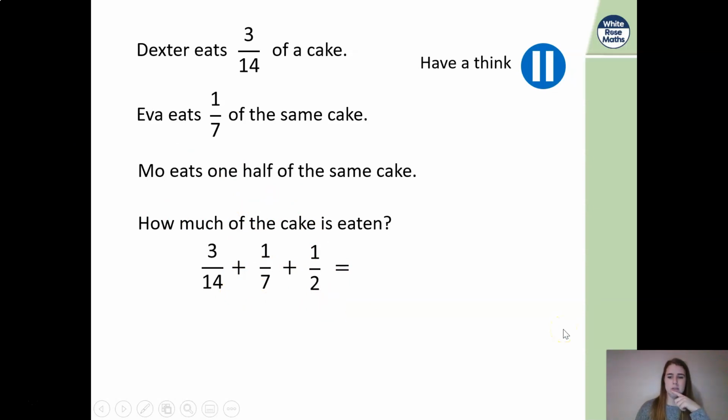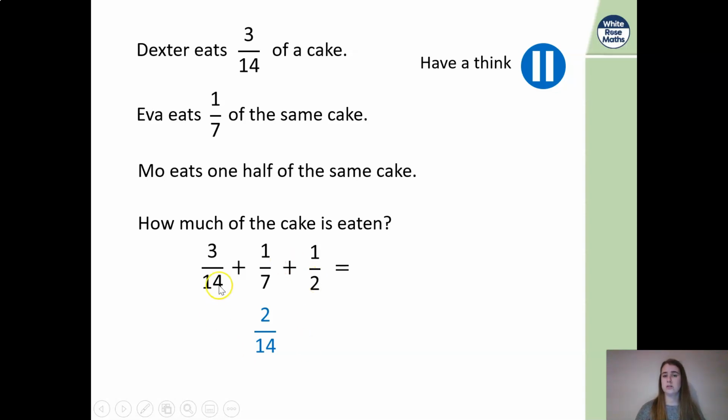Now what we need to think is, how are we going to progress and work out how much it is that they've eaten? What do I need to do to my denominators? Good, I need to change the denominators. What am I going to change all the denominators to? Good, I'm going to change it to 14 because 7 goes into 14 twice and 2 goes into 14 7 times. If we're multiplying 7 by 2, we've got to multiply 1 by 2, so it's going to give us 2.